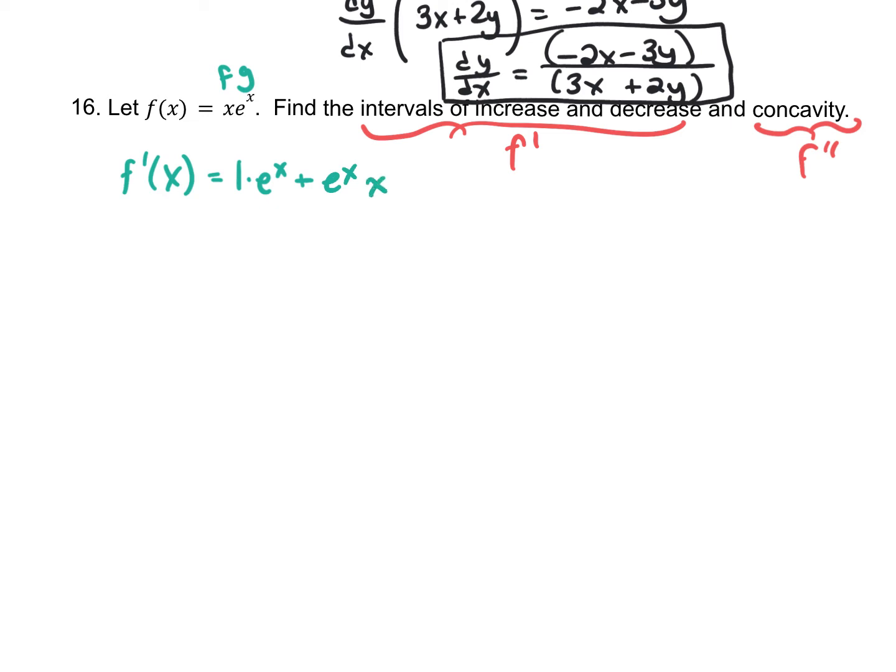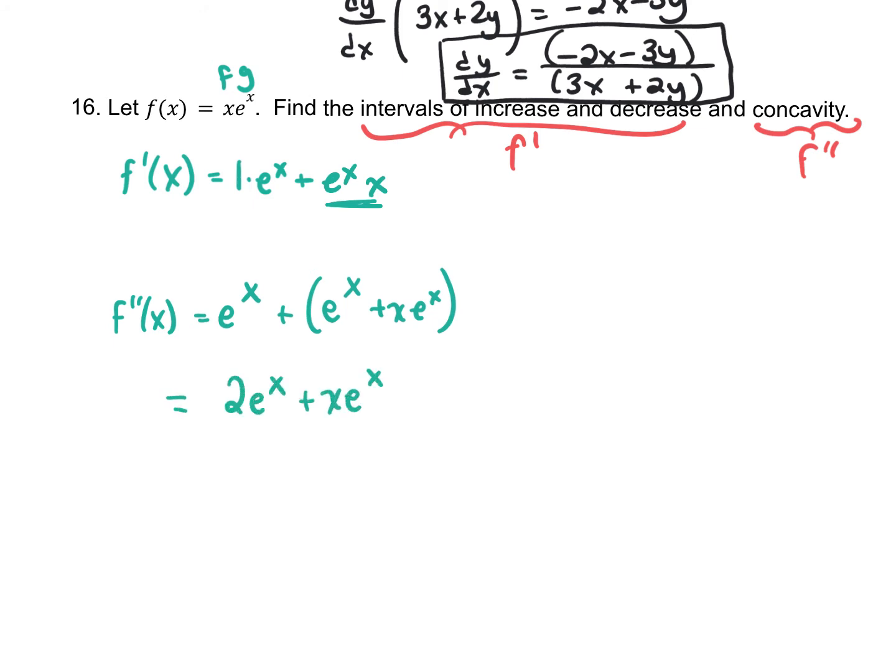Now, if I want to find my second derivative while I'm at it, I certainly can. My second derivative: the derivative of e to the x is just e to the x. And then this is back to our original function, so we'll get the same first derivative when I take the derivative of it. So it's e to the x plus x e to the x, which I simplify as 2e to the x plus x e to the x.